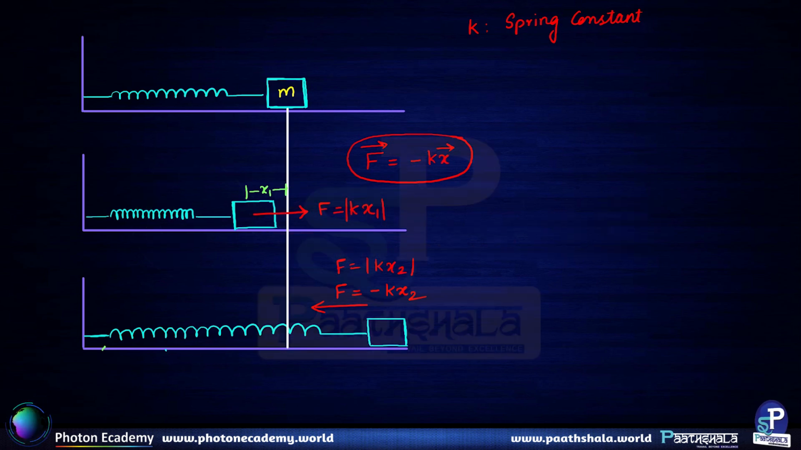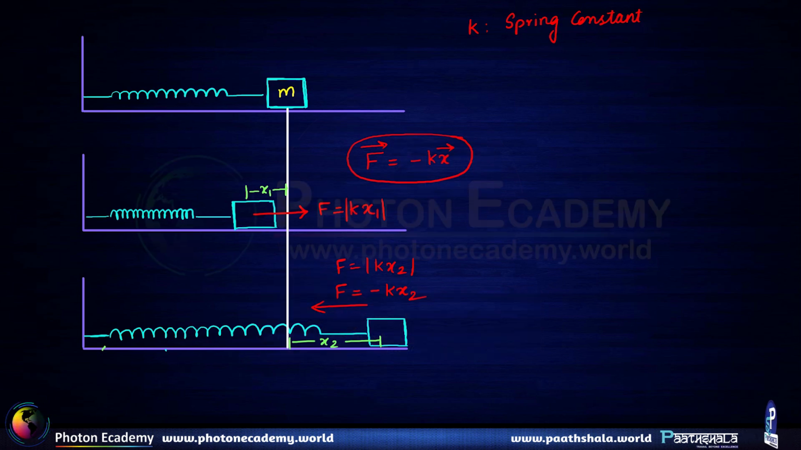And since it is opposite in direction with respect to the displacement x2, so x2 is this displacement. The displacement x2 is towards the right-hand side in this particular case, but the force applied is towards the left-hand side. The restoring force that the spring applies is towards the left-hand side. So in general, we can say that the spring force F is equal to minus kx, where x is the displacement.